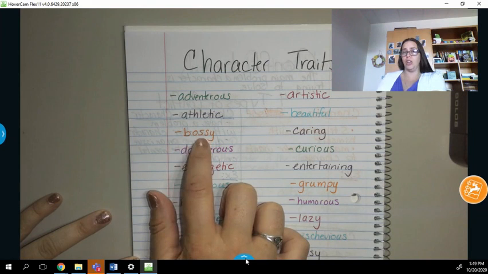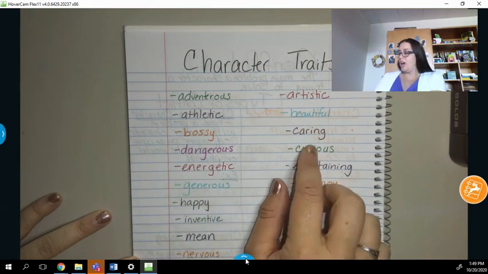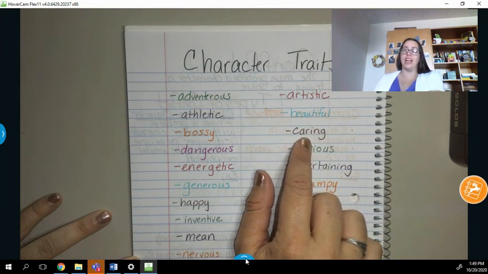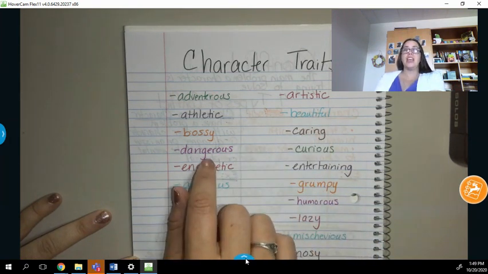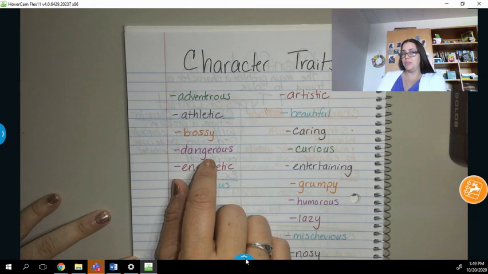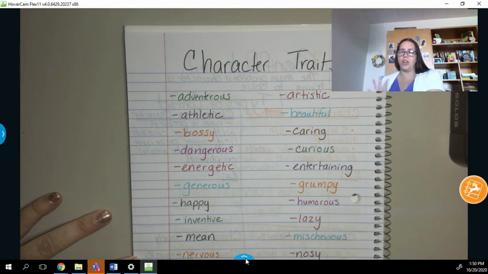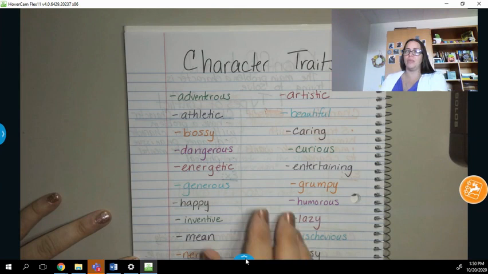My sister usually calls me bossy. I am bossy only because I am very caring and I care about her. You could say somebody is dangerous. And if someone is dangerous, it's because maybe you're talking about the bad guy or the villain in the story, and they're very dangerous and they could cause harm or they could hurt somebody.